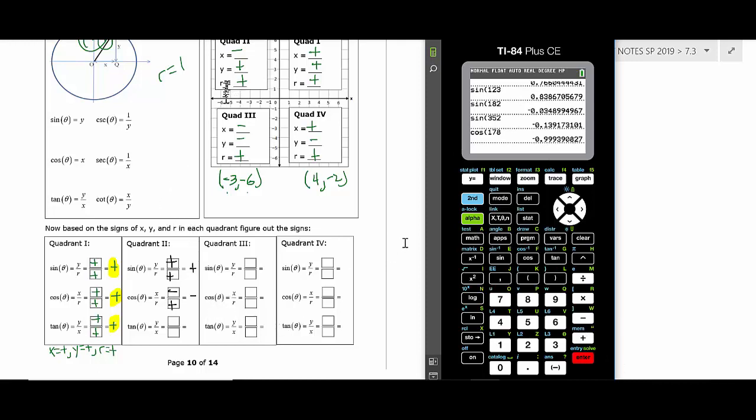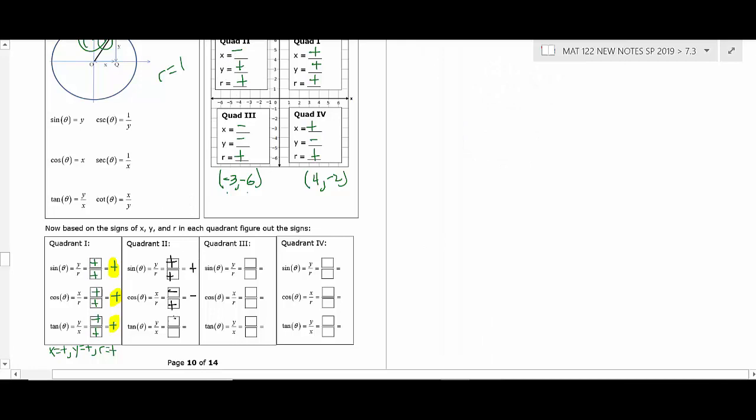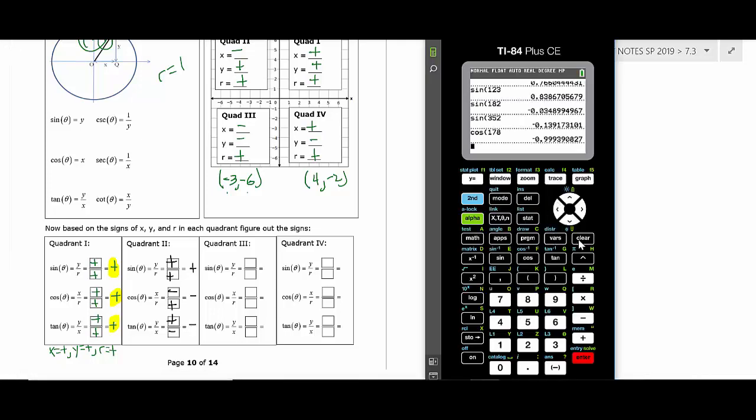Tangent is y over x. In this quadrant, y is positive and x is negative, so you get a negative value. So what I'm showing you is if I do a tangent of a quadrant 2 angle, say 140, notice I get a negative value.